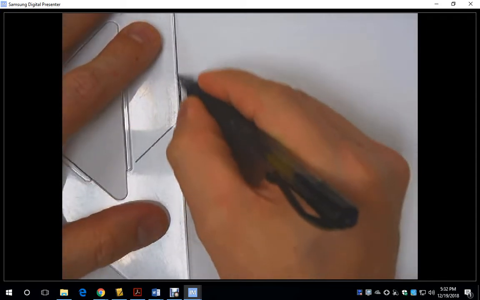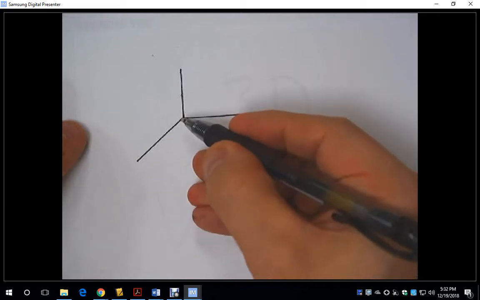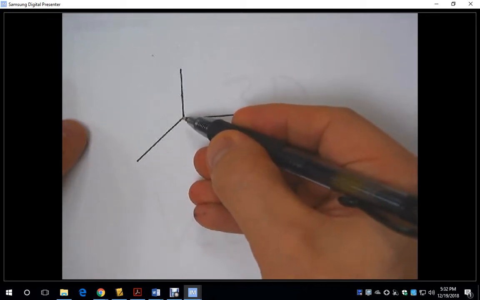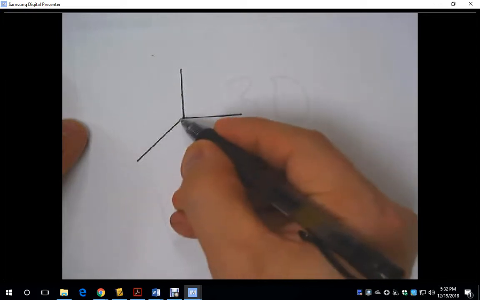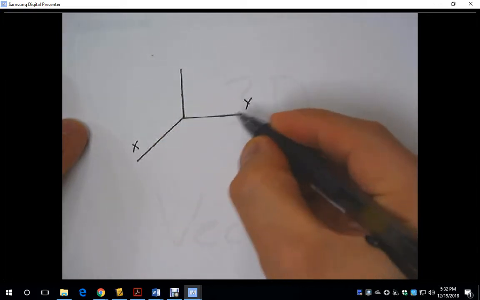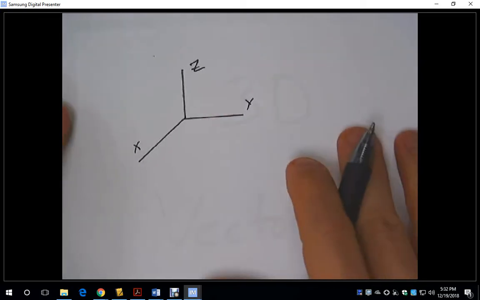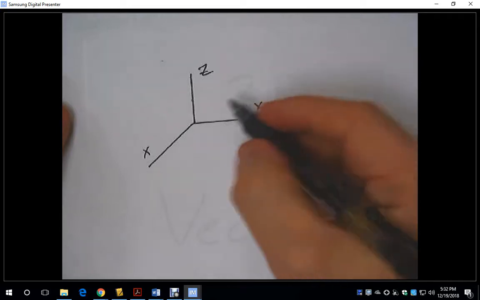So, think of this as like the corner of a classroom. If you're in the corner and you come towards us, that is along the x-axis. If you go to the right, that is our y-axis. And if you go up, that is our z-axis. So these are all positive values.